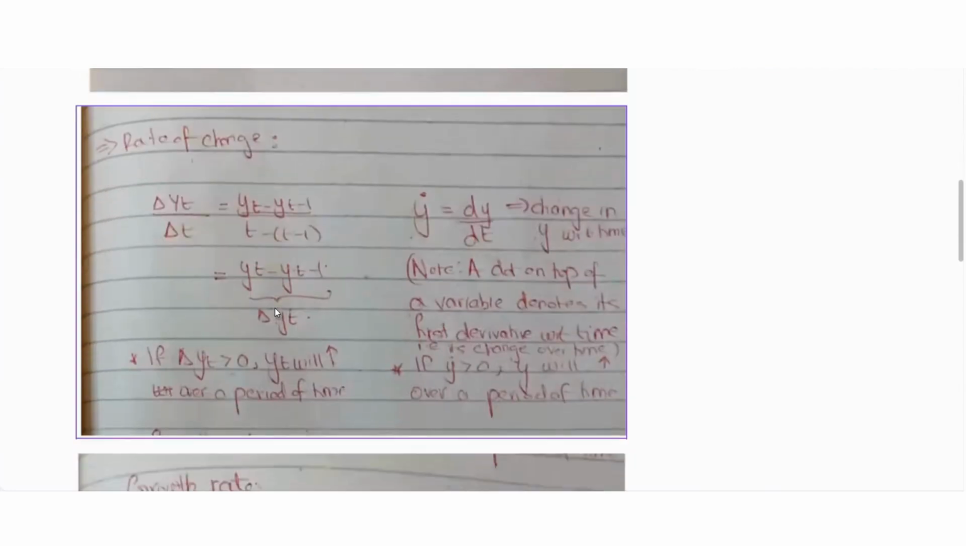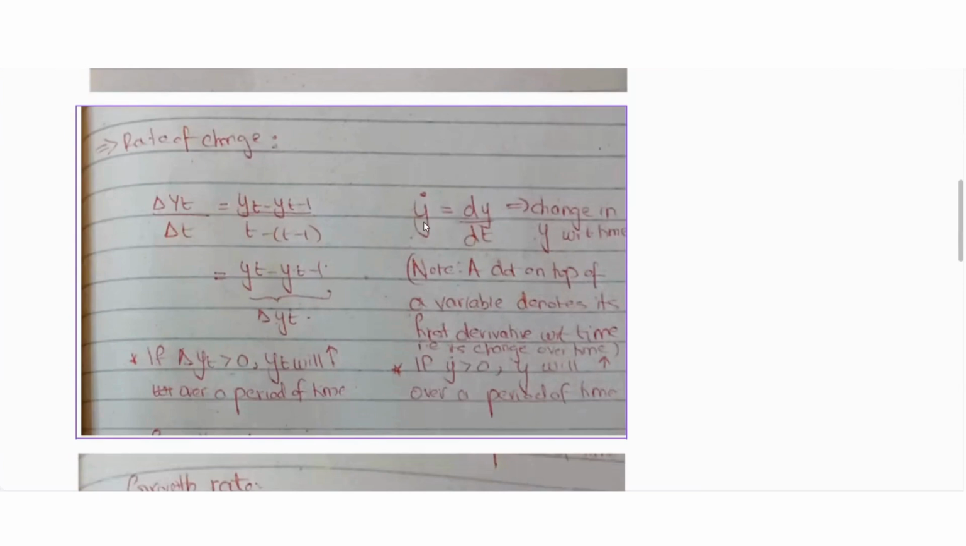Now let's discuss the rate of change in discrete and continuous time. The rate of change in discrete time is delta y_t divided by delta t, where delta y_t is y_t minus y_{t-1}, and delta t is t minus (t-1). Now t minus (t-1) is just equal to 1, so this simplifies to y_t minus y_{t-1}, which is just delta y_t. So the rate of change in discrete time is simply delta y_t, which is y_t minus y_{t-1}. If delta y_t is greater than 0, y_t will increase over a period of time.